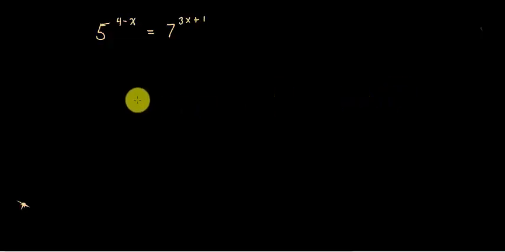Hello and welcome back. So let's continue solving exponential and logarithmic equations. Okay, so here we have an equation: 5 to the power of 4 minus x is equal to 7 to the power of 3x plus 1. So clearly this is an exponential equation. So let's take the logarithm, let's do the common log of both sides.